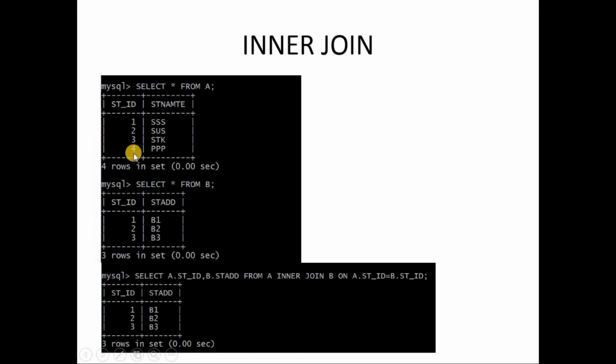So that is why 1, 2, 3 is coming from this table. 4 is there, but 4 is not there in the other, that is why it is not coming. So the meaning is both tables' records should be the same, they should match, then only it will come. So this 1, 2, 3 is matched with this 1, 2, 3. That is why this 1, 2, 3 is coming and these records are coming.